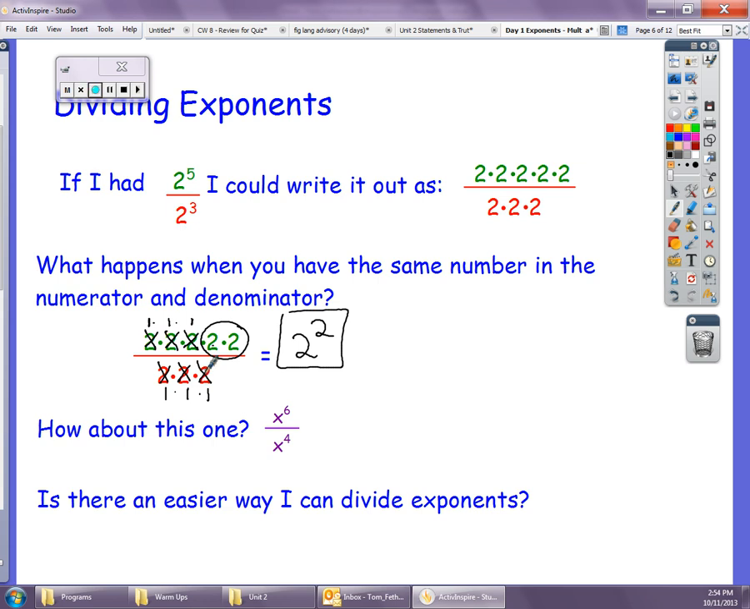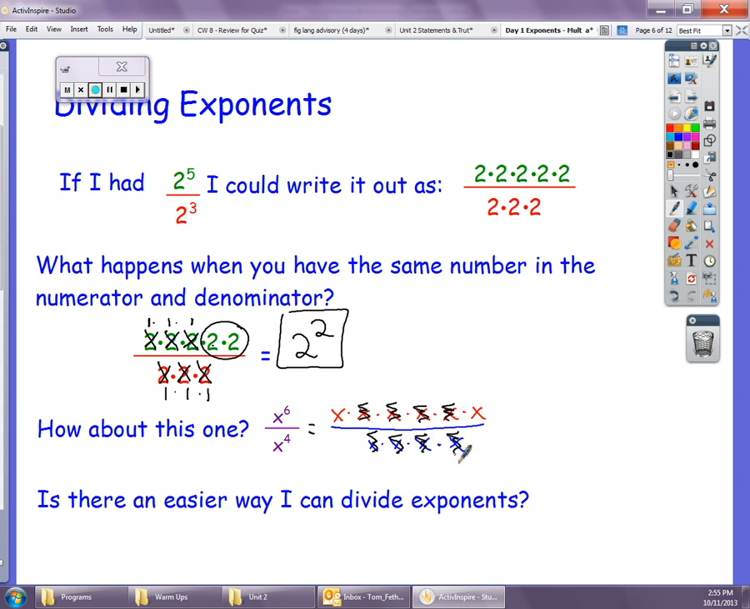So how about this one? Well, if we look at this example, x to the 6th, that'll give us 1, 2, 3, 4, 5, 6 of them, and then x to the fourth, 1, 2, 3, 4. And now, if we want to simplify this, these are all going to cancel out.